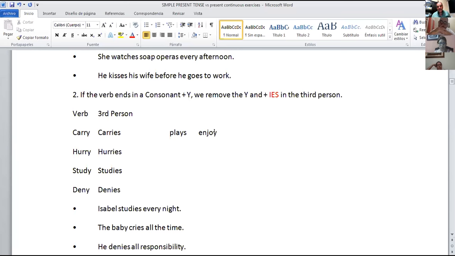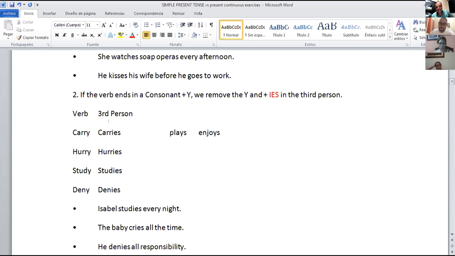Okay? We have vowel plus Y. So this rule doesn't apply to this one because it's consonant plus Y. So in this case, we only add S. Is that clear? Vaya, esta lo voy a explicar en español para que quede claro.